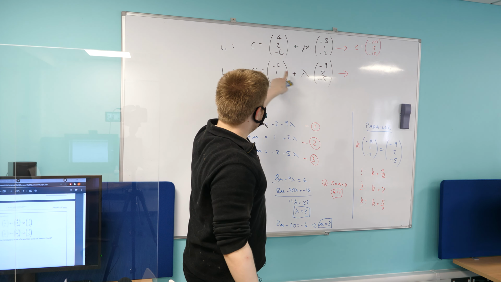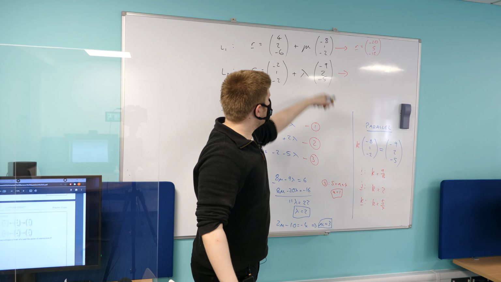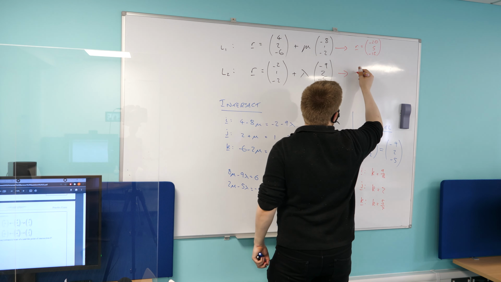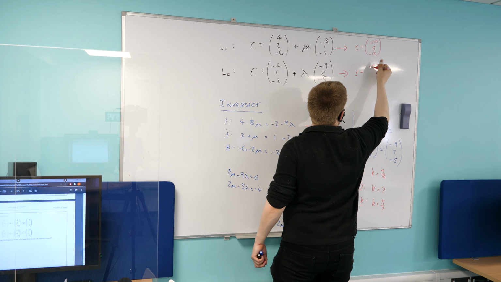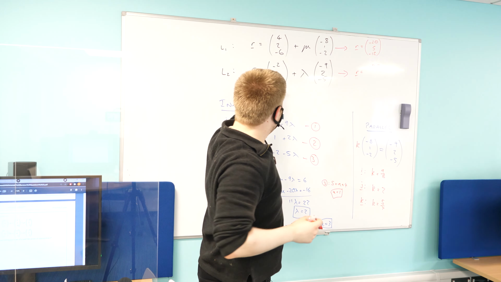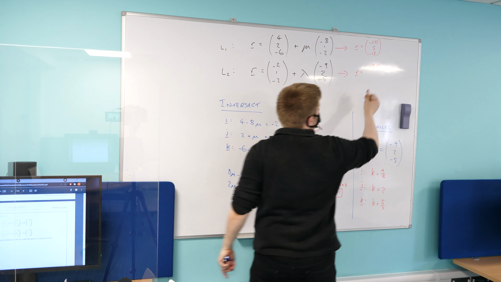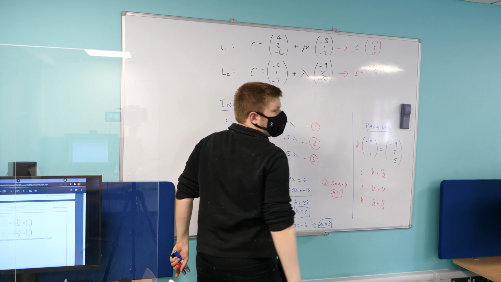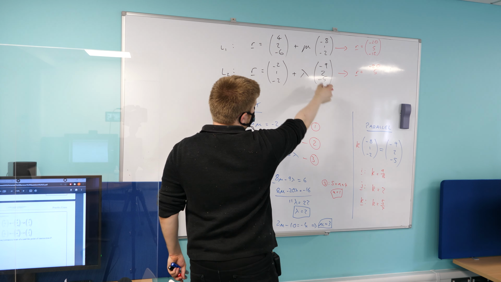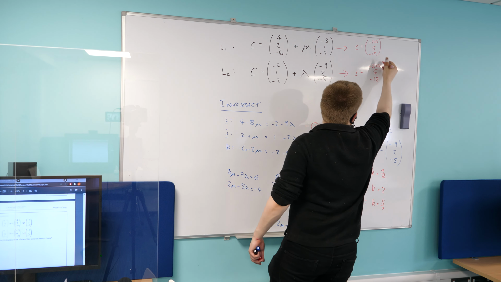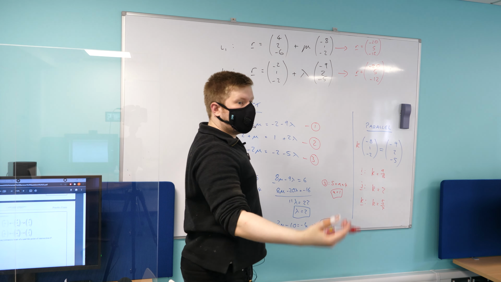So negative 2 plus 2 lots of negative 9, that's negative 2 minus 18, negative 20. It's looking good. And then 1 plus 2 lots of 2, that's 1 plus 4, that's going to give me 5. Again, looking good. And negative 2 plus 2 lots of negative 5, that's going to give me negative 12. Okay? So that's my position vector.